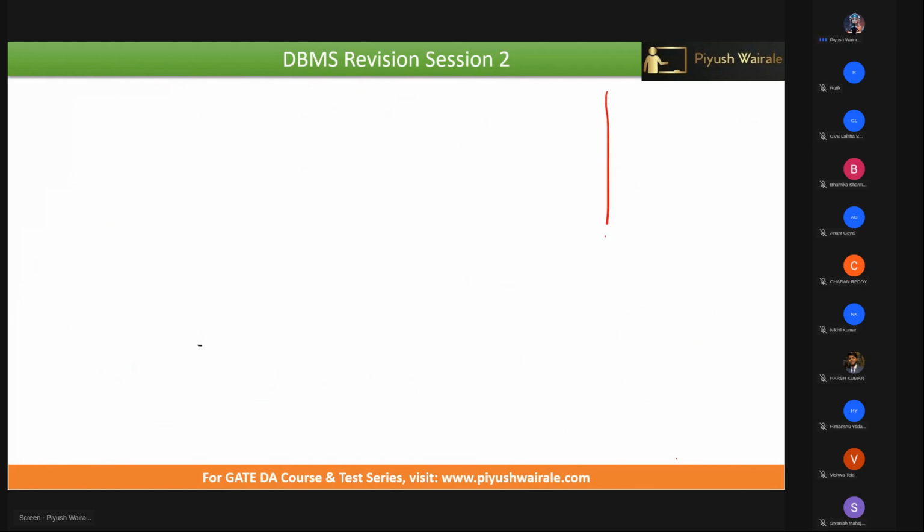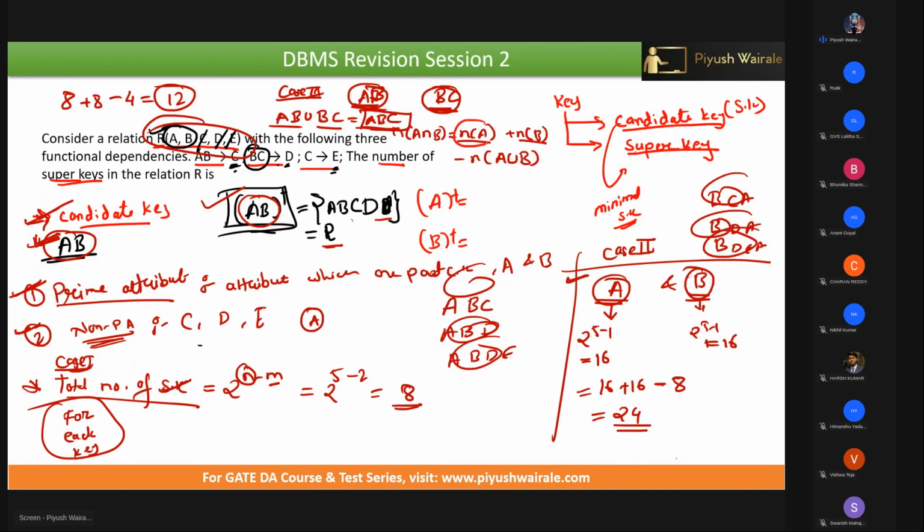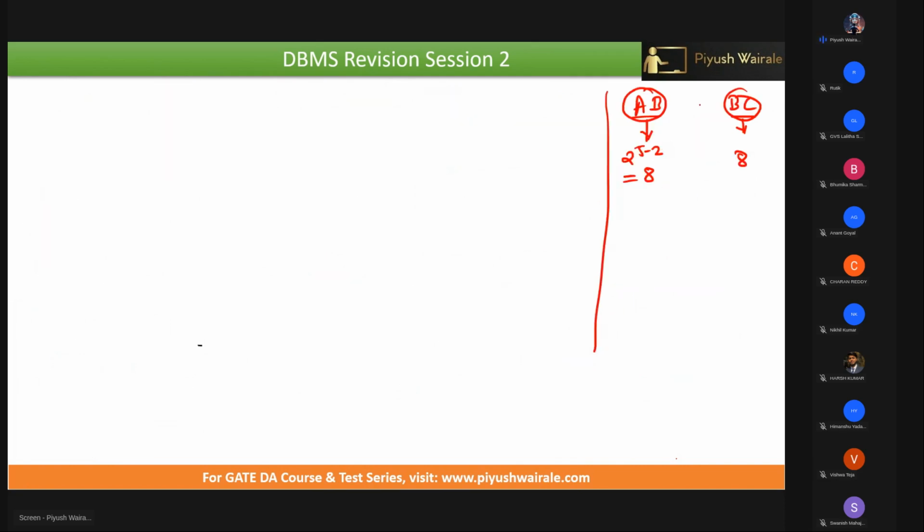So if I say we have two keys, AB and BC here, right? In that case, first find out the number of super keys using AB. That is basically 2 to the power of the total number of attributes, 5, minus these two attributes, that is 8. Similarly, using the other key, that is also 8. But now if you look here, the number of super keys using one candidate key plus the number of super keys using the other candidate key, but there will be some common combinations as well. We have to remove those, minus the number of super keys using A union B. A union B means candidate key 1 union candidate key 2.